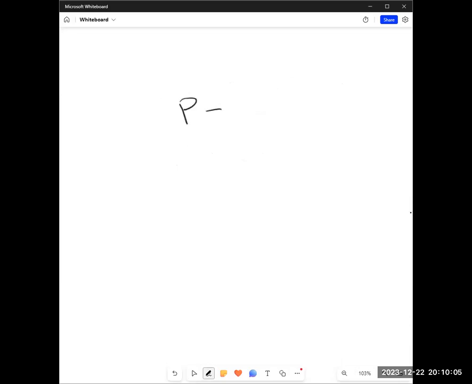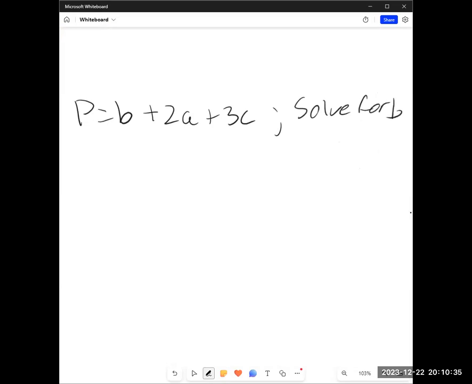Now we have P, capital P, is equal to lowercase b plus 2 times lowercase a plus 3 times lowercase c. And it says solve for b. It's 2a plus 3c. Solve for b. Okay. So that is going to be P minus 2a minus 3c is equal to b, when we subtract those terms to the other side.